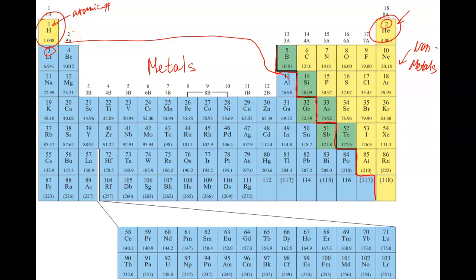Those green elements are metalloids. They are right on the border of metals and non-metals. So they have numbers: 5 is boron, 14 silicon, 32, 33, 51, 52, and so on.